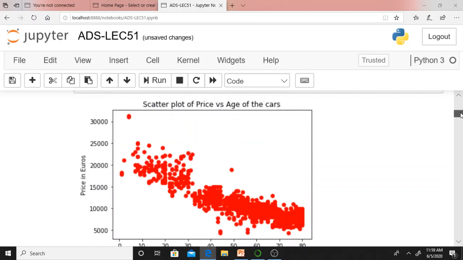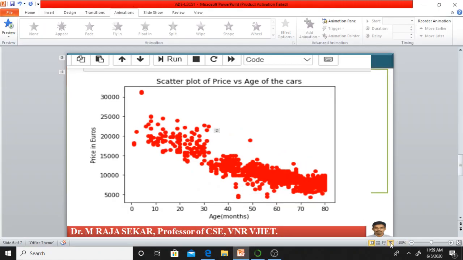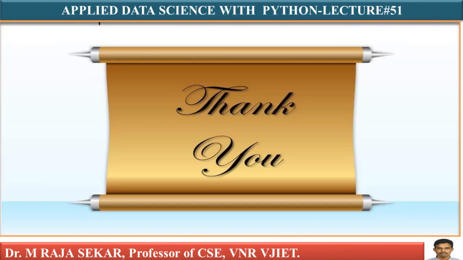This is the scatter plot, isn't it? I already described the relation between the two variables. Here the two variables are age and price. What is the relation? As age increases, the price of the car decreases. That's what this scatter plot says.